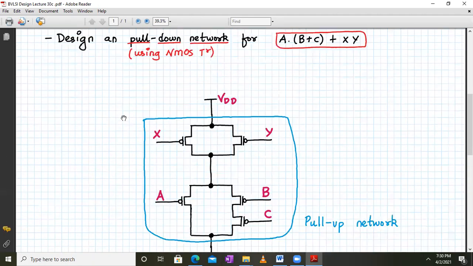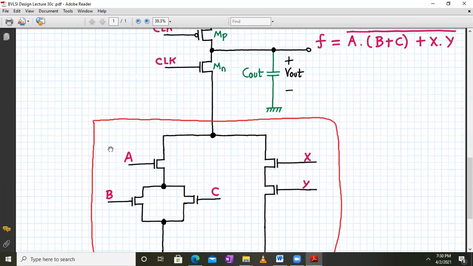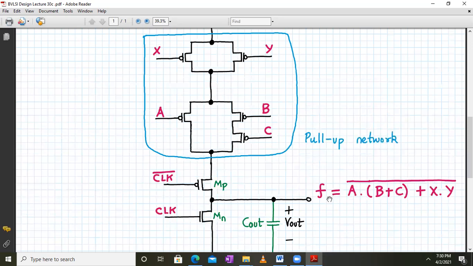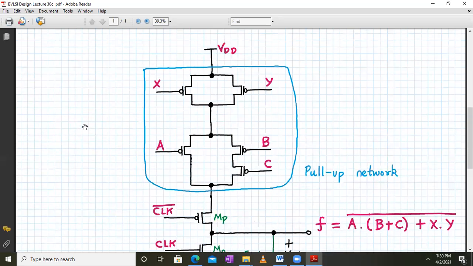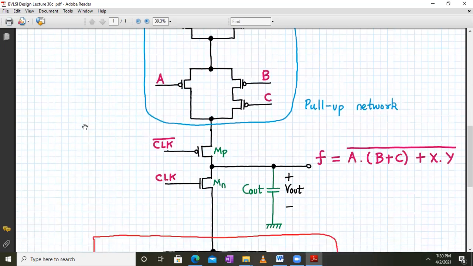Okay, so in short, this is how we implement any complex Boolean expression using C square MOS logic. This circuit over here is my transistor level implementation of my complex Boolean expression, given by f is equal to (a dot b plus c plus xy) the whole bar. And this has been designed using the C square MOS logic or clocked CMOS logic design style.